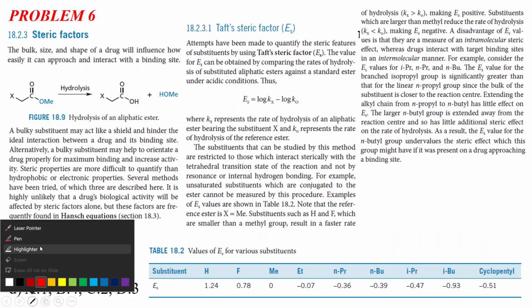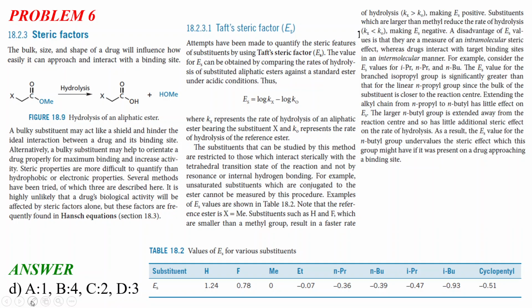Let me highlight the important thing. Okay, let me just use the laser pointer. So the bulk, the size and shape of the drug will influence how easily it can approach and interact with the binding site. Okay, so this is the normal hydrolysis of a particular ester. So this is the ester. After hydrolysis, it will form this acid and we will have methanol. Why? Because it is a methyl ester.